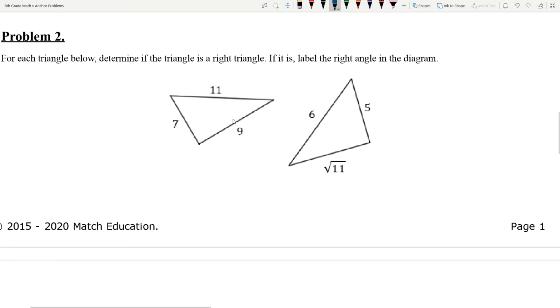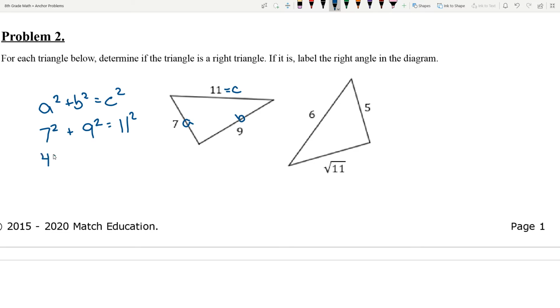And so here, let's look. Remember, your C is your hypotenuse. It always has to be your longest side. And so 11 is going to have to be our C here, as it's the longest side of this triangle. Then I'm going to label my A and my B. So in theory, a squared plus b squared would have to equal c squared for this triangle to be a right triangle. So 7 squared plus 9 squared is going to have to equal 11 squared if this were indeed a right triangle. Well, let's find out.